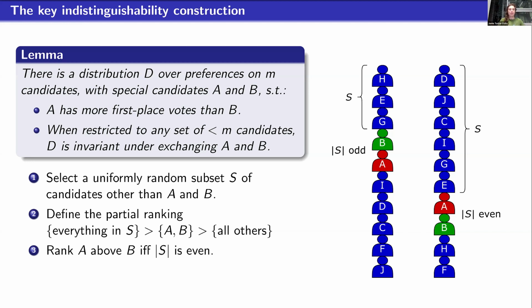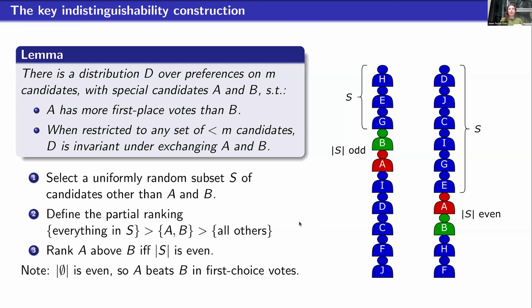I claim that it satisfies these two properties. One of them is quite easy to prove: the first property, that A has more first place votes than B. Why is that the case? When are A or B ever going to be near the top? That only happens when S is the empty set. The empty set has even cardinality, so only A can possibly be at the top. The only way either of them gets to the top is if S is the empty set, in which case it's A, not B. So that's why A has a higher plurality score than B. Make sense?